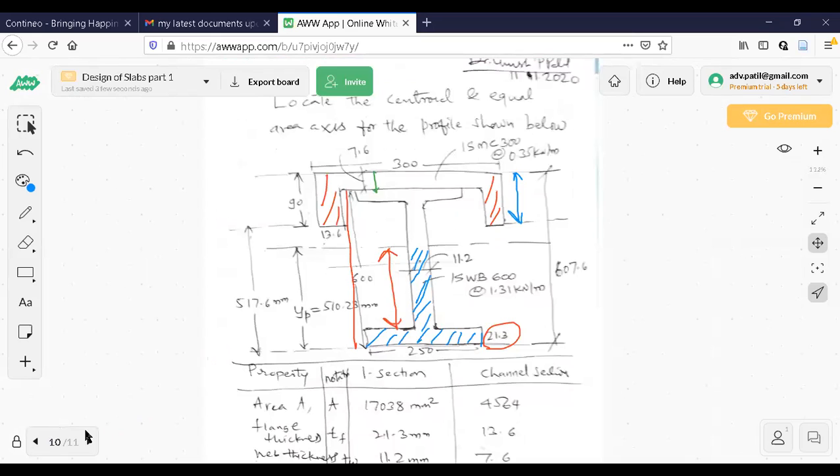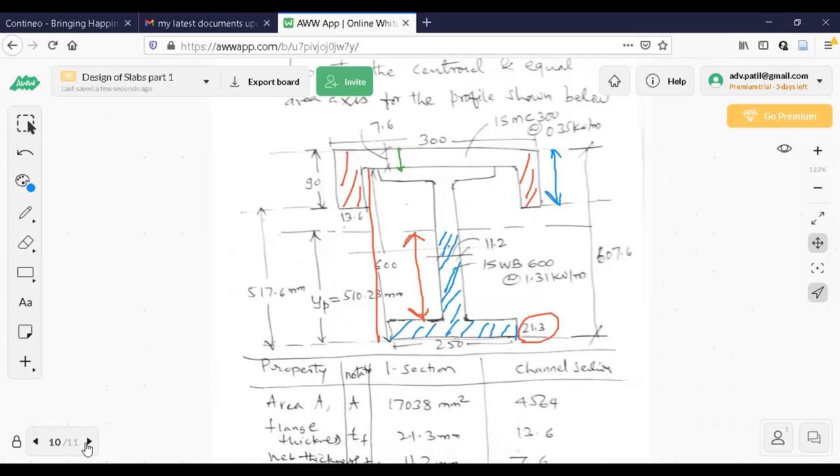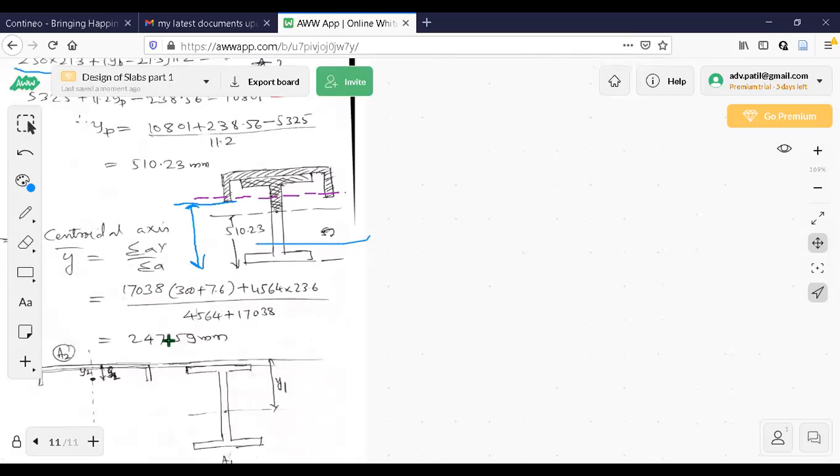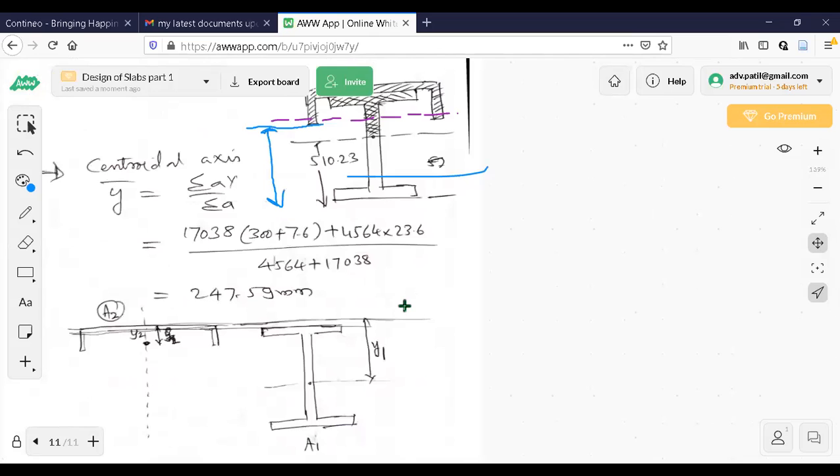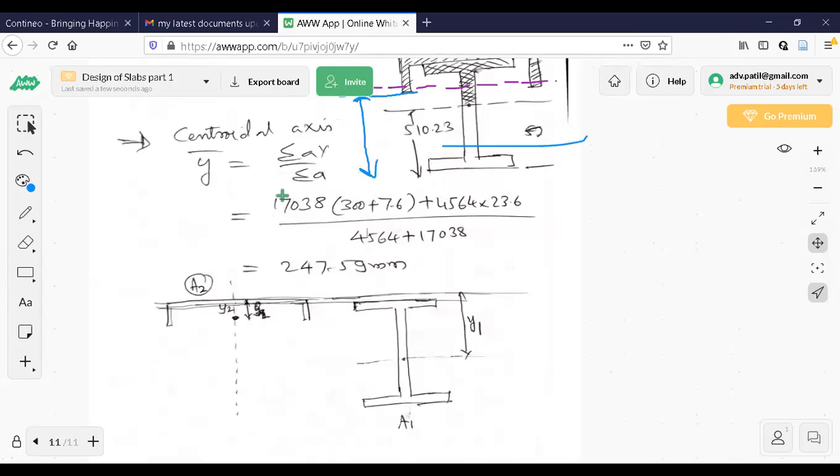For a first year student, it becomes very complicated. But for a person who is having steel tables, it is very easy actually. See this one. Let us say Y bar is measured from the top. Let us see what will happen. Just see this one, a simple formula is there. How to find out the centroid of this profile? A1 Y1 plus A2 Y2 by A1 plus A2.